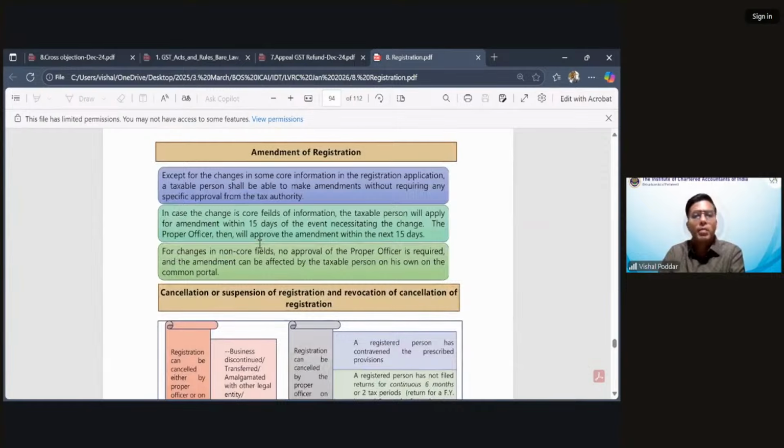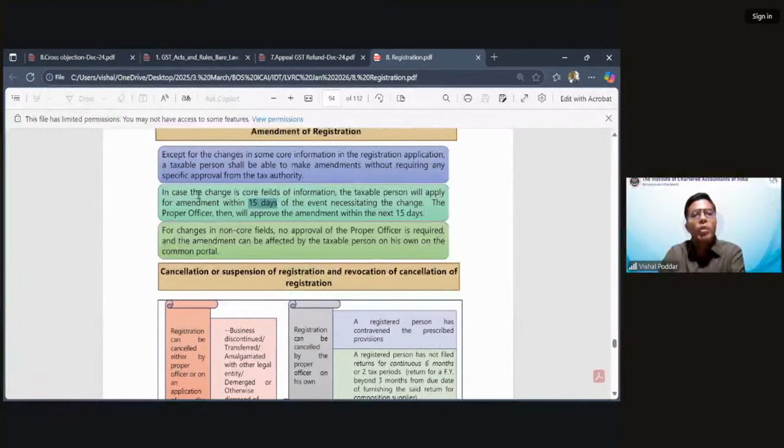Now, the second part is amendment to registration. Now, once you have got registered, there may be certain changes in your business which needs to be intimated to the department. How? By way of applying for amendment. Now, for registration, you had a 30-day window, but for amendment, the window is only of 15 days. Now, what is the point? Except for changes in the core field information, for all other things, you make the application and that will be done automatically on the portal.